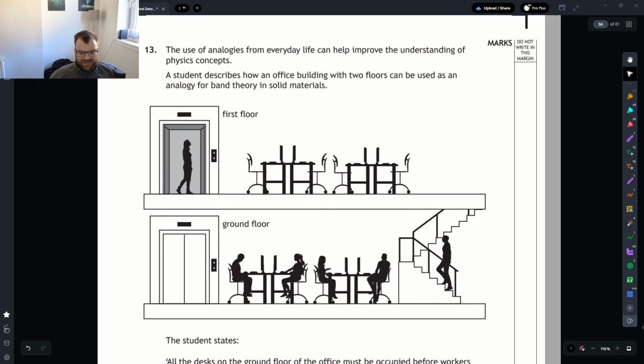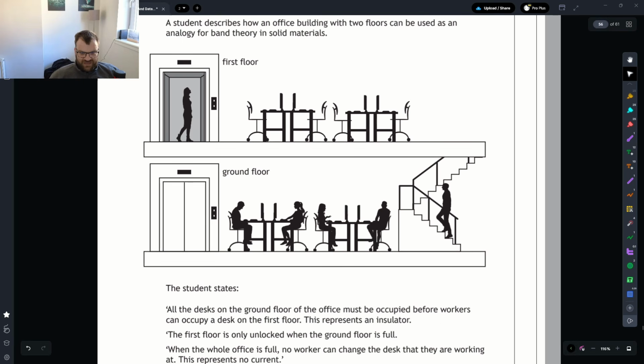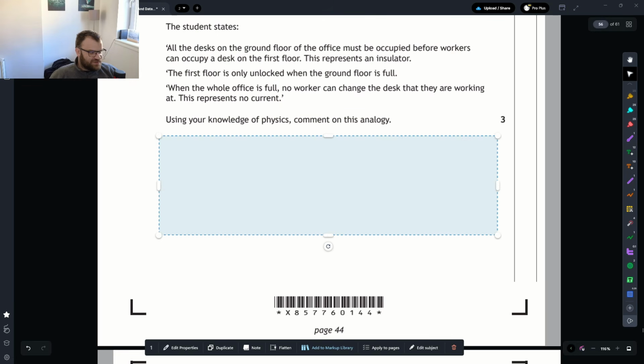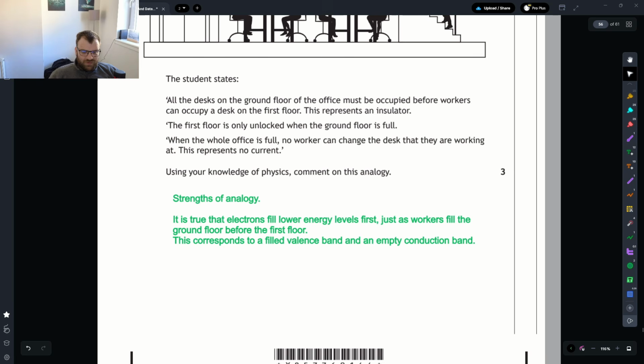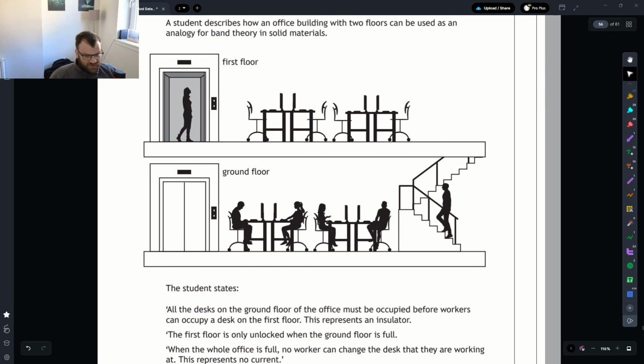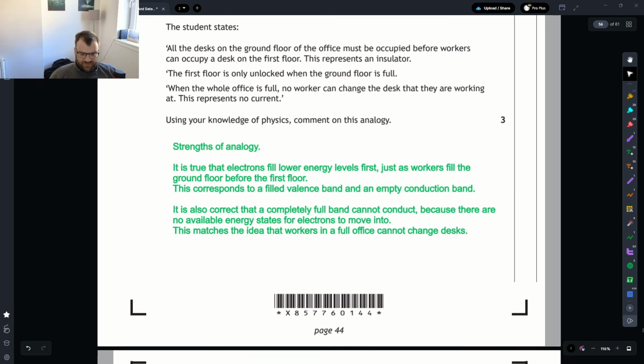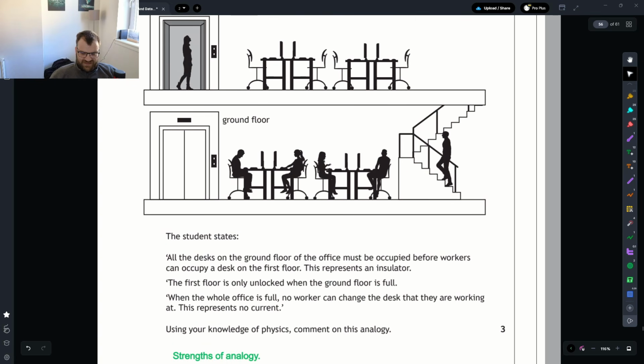This question is the second of the using your knowledge of physics questions and talking about band theory and solid materials. So here I'm going to talk about any strengths and any weaknesses of the two. Electrons will fill lower energy levels first before the upper levels. That's a positive thing that it talks about for that one. And this would correspond to the filled valence band and conduction bands, the empty parts of it. If the band is completely filled, it will not be able to conduct because there are no energy states available for them to move into. And that's what's been shown here by the fact that it says they can't change them while they're working.